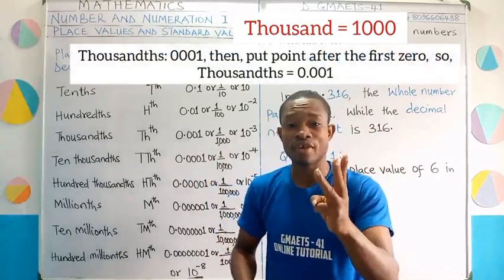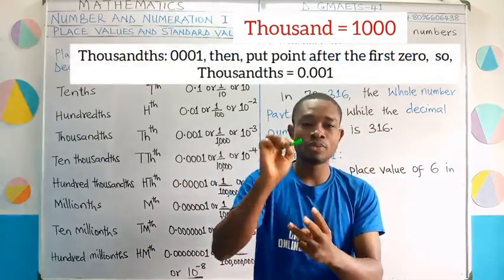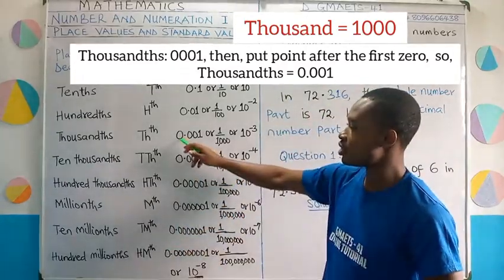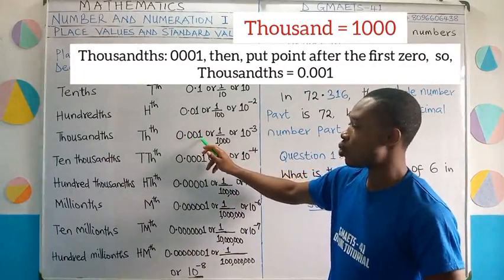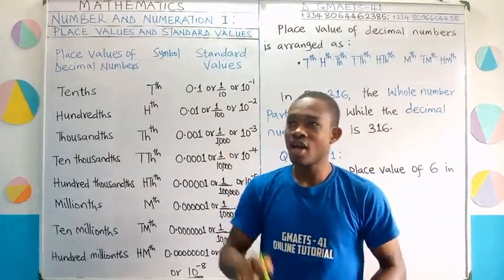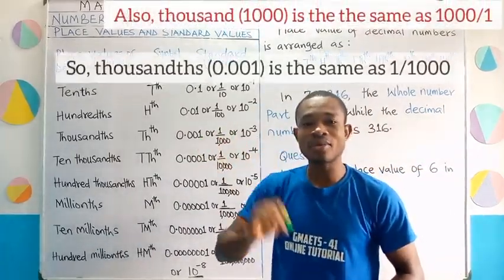How many zeros? 3 of them. After the first 0, you put your decimal point. Then you now have 001. That is why the value is 0.001. This 0.001 can still be written in fraction form as 1 over 1000.